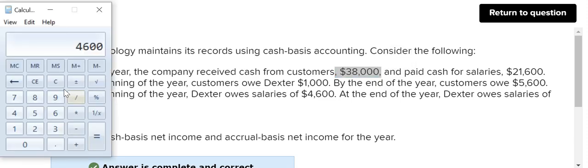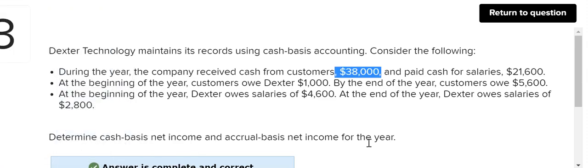So accrual basis records revenue when they do the work, not just when they get paid. If you add the 38,000 to it, your total revenue for accrual basis is 42,600. We're going to hold on to that number, and then we're going to calculate our total expenses. The expenses have to do with the amount we've paid out.